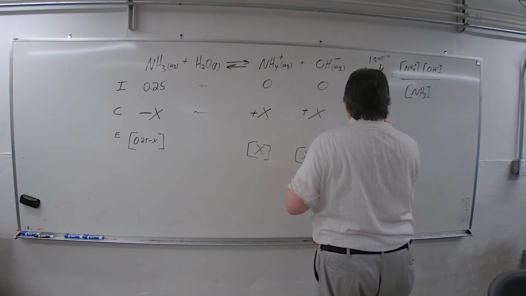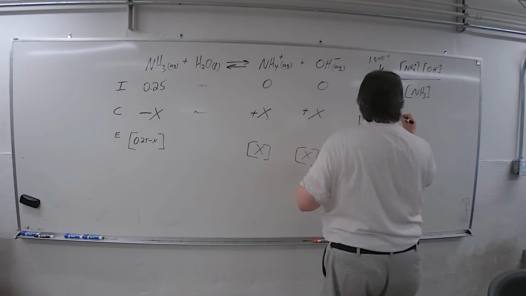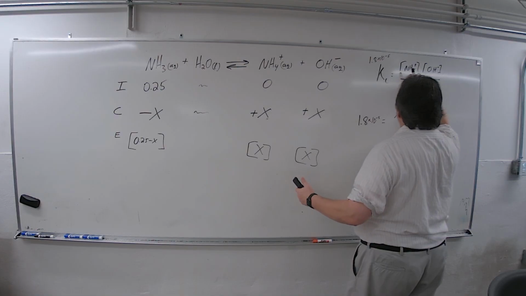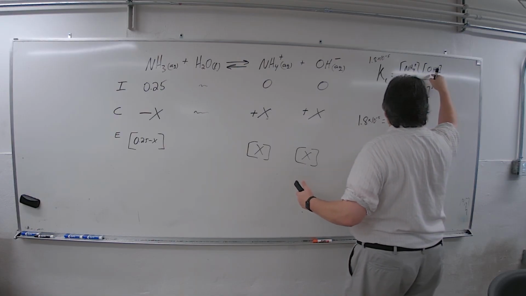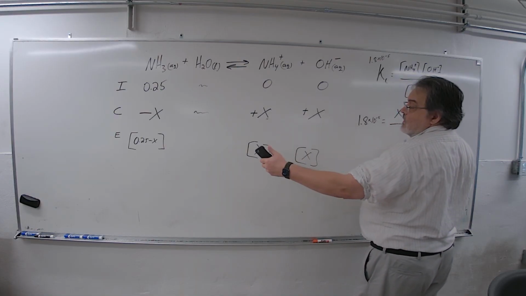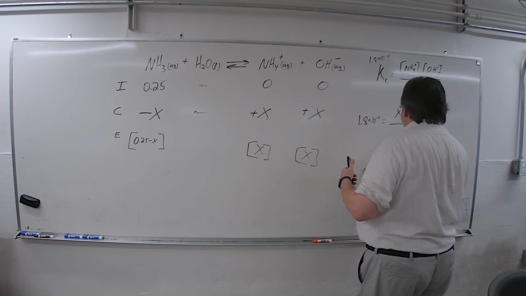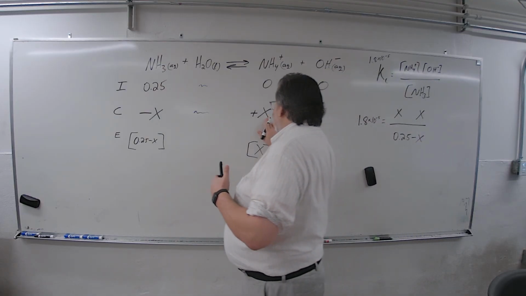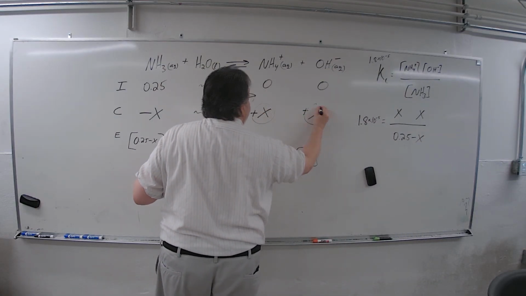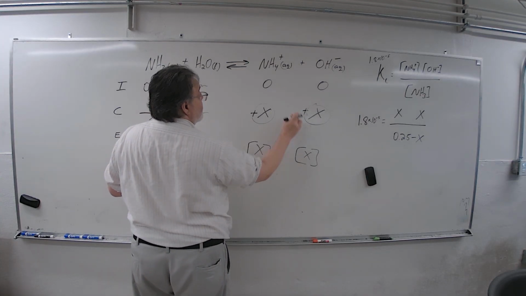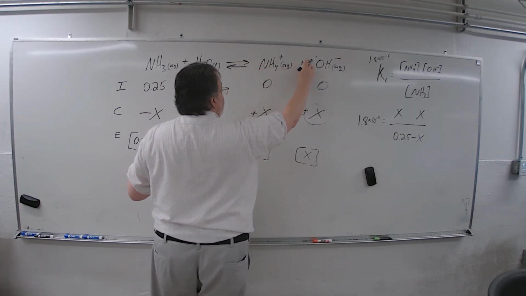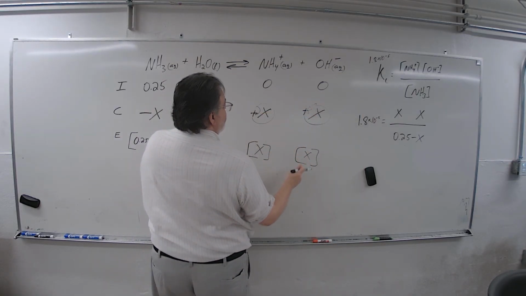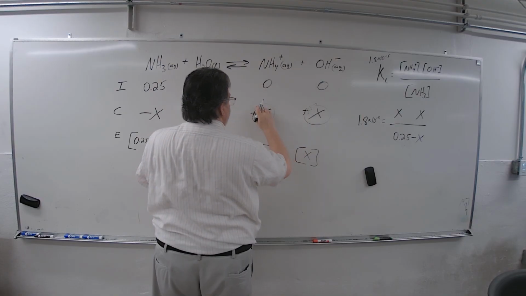1.8 times 10 to the negative 5. Concentration x for this, concentration x for this, over 0.25 minus x. So now we're solving for x. In this case, it does end up being the concentration at equilibrium for these. But if there was a 2 here and a 3 here, then we'd have a 2 here and a 3 here. And once you solve for x, you still have to go back through this step to figure out what those are.